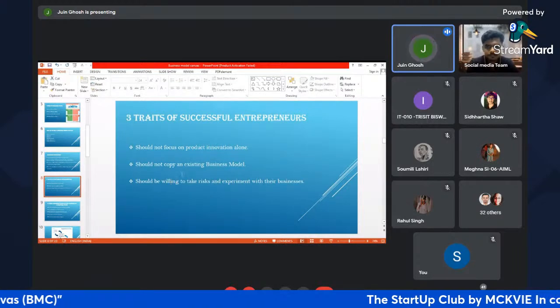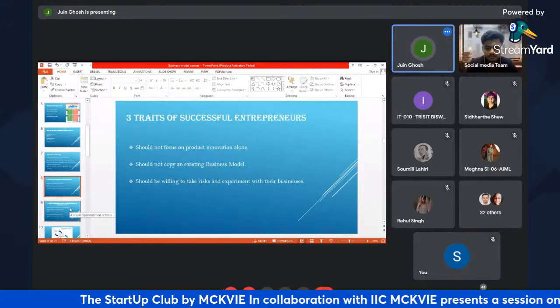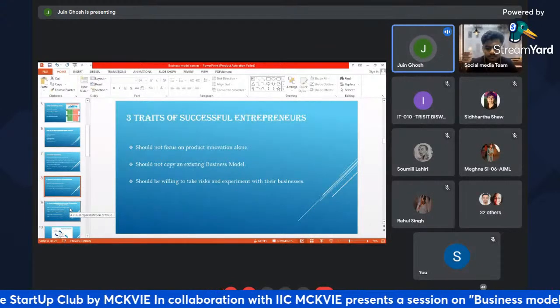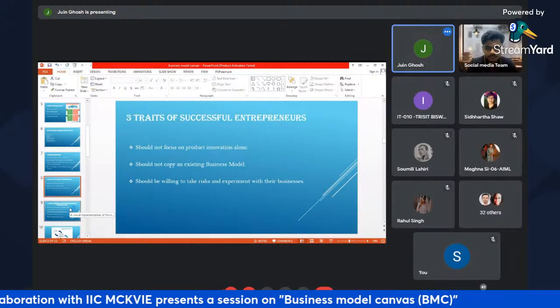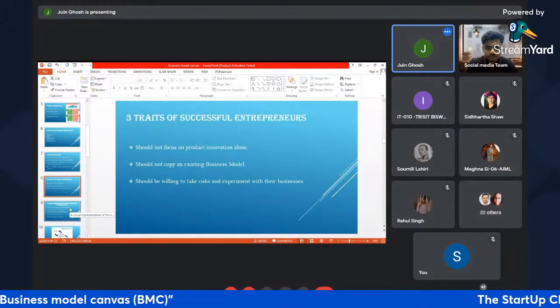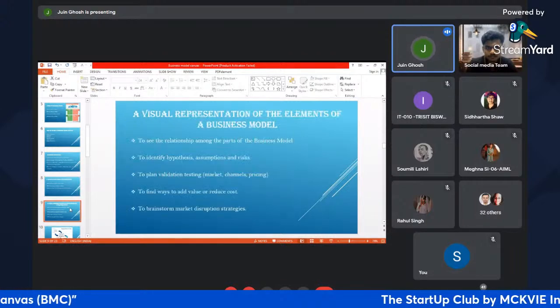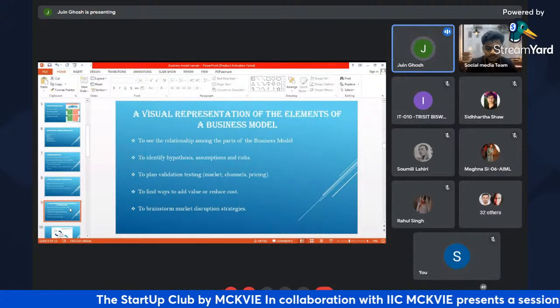It should be willing to take risks and experiment with their business, because until and unless the decision makers turn out to be the risk takers, no innovation can actually turn out to be good for any organization, right? So at some point of time, there needs to be the risk takers.